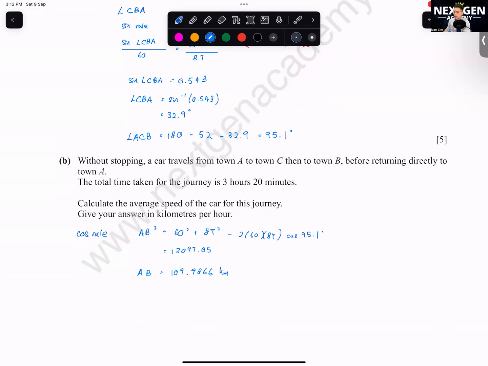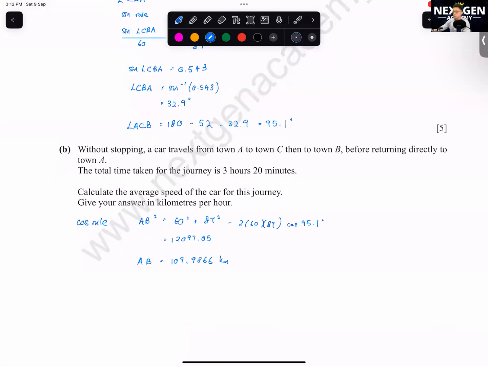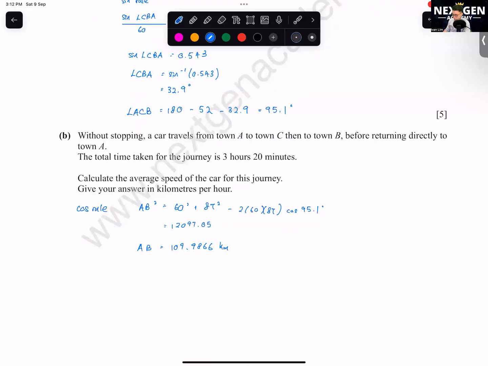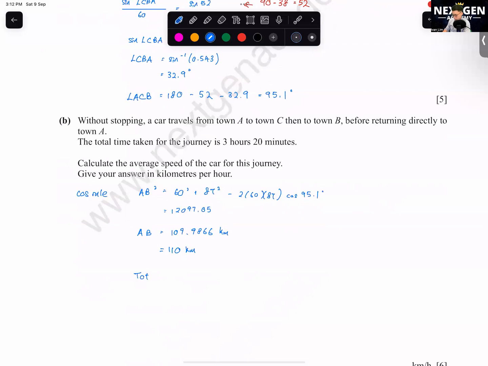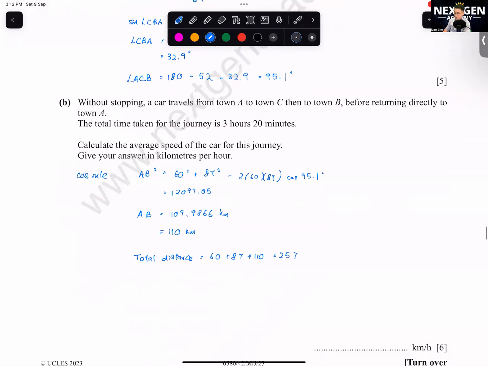Then your total distance, how much is it? This one you just round up, it will be 110 km. So total distance, you add up everything in the journey. 60 plus 87 plus 110 equals 257. Then we have to find what is our time also. Time is 3 hours, 20 minutes. You will convert this to 3 and 1 over 3 hours, because 20 over 60 is 1 over 3.